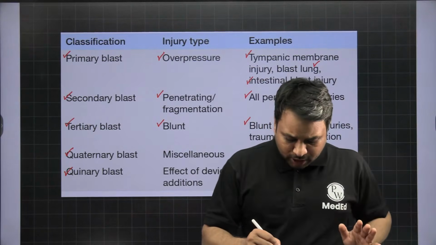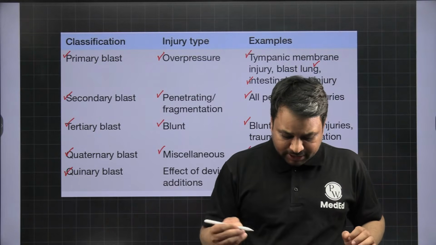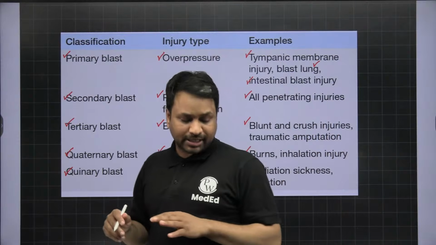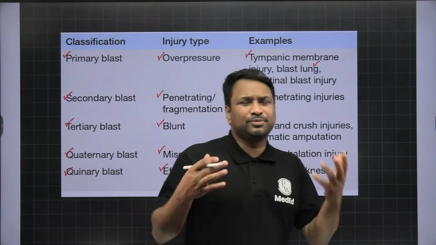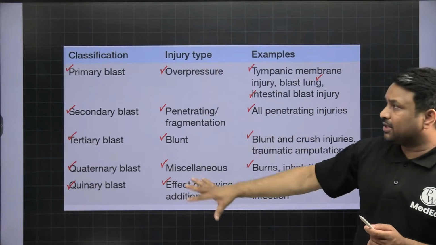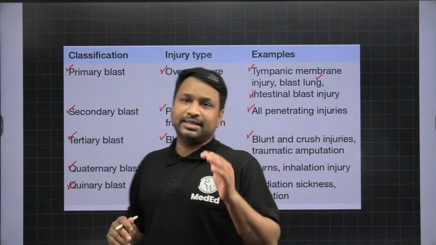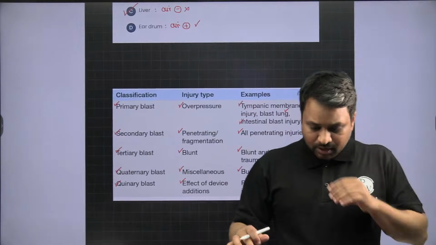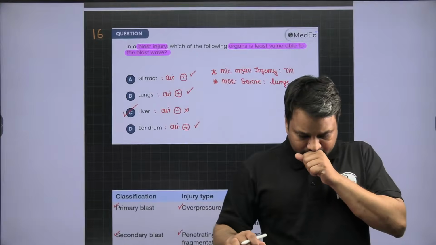Quaternary is going to be all other miscellaneous ones, for example burns and inhalation. Quinary is the effect of the device additions that you have, right? Radiation sickness, depending upon what type of bomb has been used, that is called quinary blast. So these are the classification, their components and the examples, all of them are important. Just give a quick recap on the same as well. So here the answer is going to be C for Calcutta.